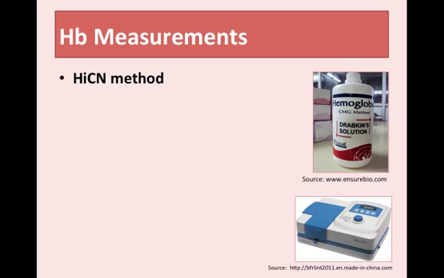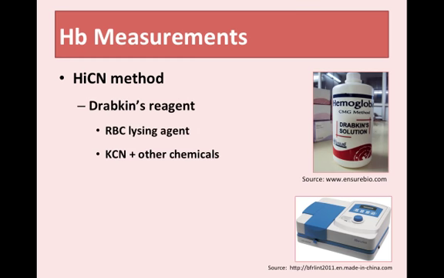Now, we're going to start looking at hemoglobin measurements. And the way we measure hemoglobin, we touched upon in the other video, and that's the hemoglobin cyanide method. What will happen is a sample of blood will be drawn, and added to that sample is a reagent known as the Drabkin's reagent. And it has a few different things within it.